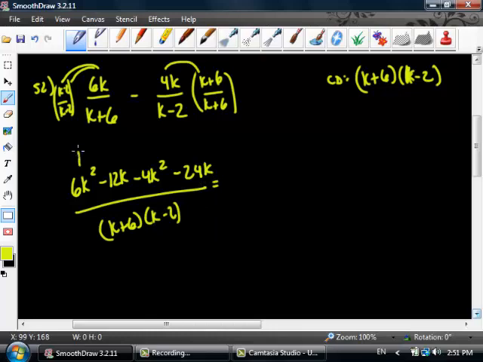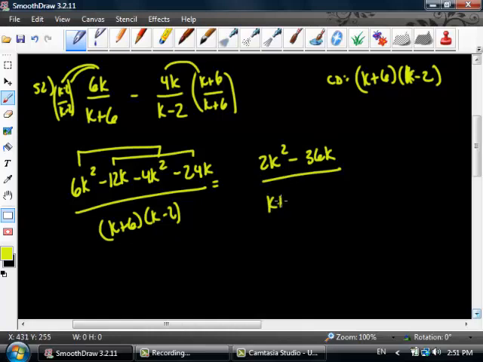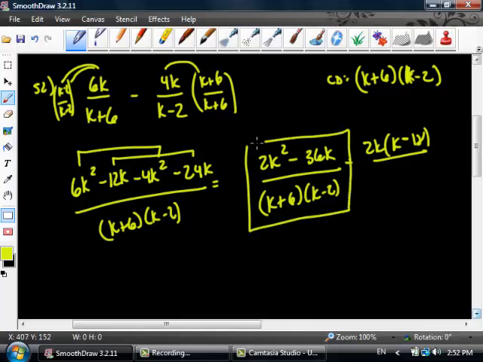So now I'm going to go ahead and add these two things together. I get 2k squared minus 36k all over k plus 6 times k minus 2. Now I'm going to try and factor this out just to see what happens. If I factor out a 2k, I end up with k minus 18. Okay, that doesn't help me at all, so just keep that. All right, your answer key might have factored out the top, but don't worry about that. It doesn't help you.